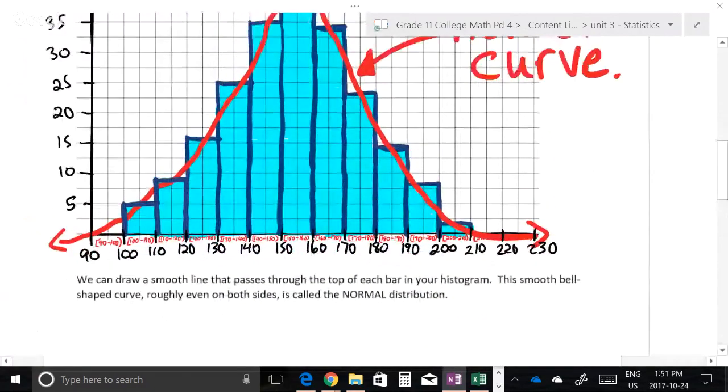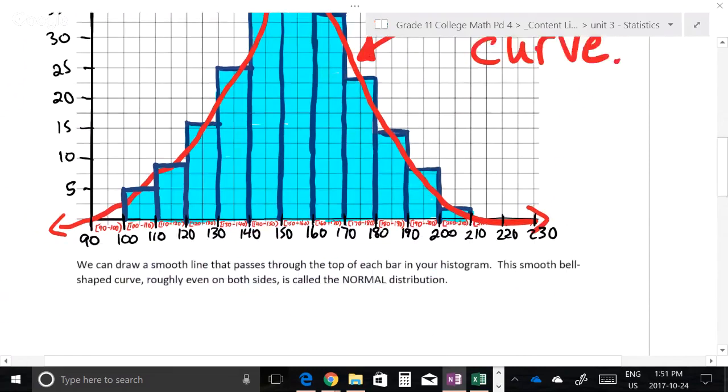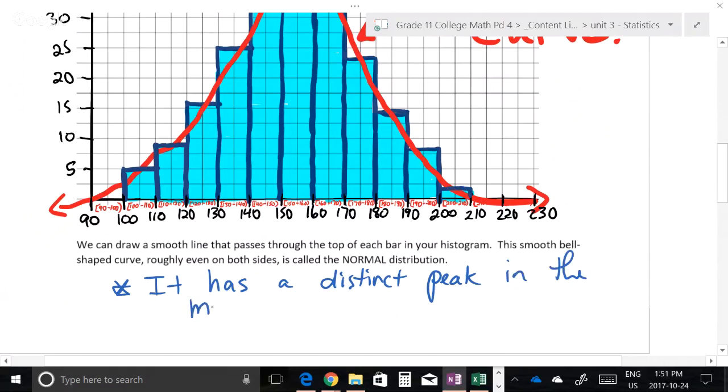What does that mean, normal distribution? Does anyone know? Anyone have a guess? I mean, I guess there's no reason for you to know. You haven't taken this before. Yeah, so it's going to have a peak. It's going to go up and down. And the peak is going to be in the middle. So, very good. It has a distinct peak in the middle. And that's one half of it.